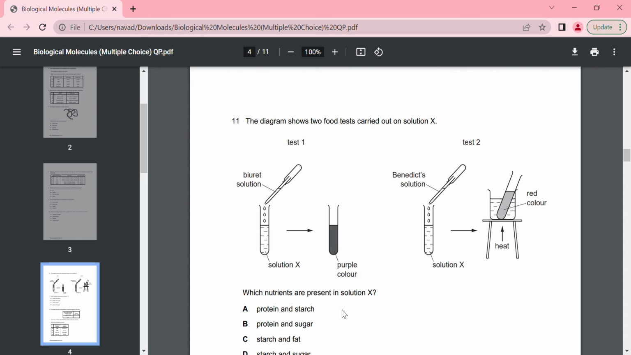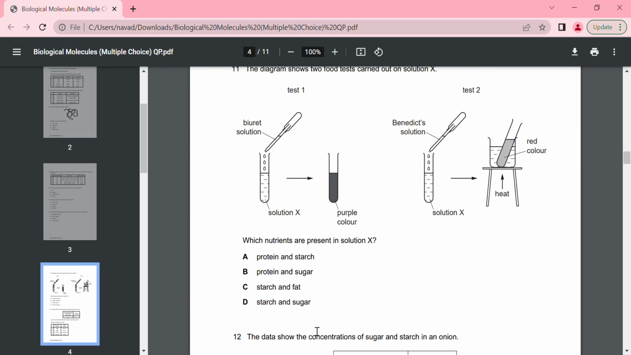Which nutrients are present in solution X? Biuret solution, if protein is present, it turns from blue to purple or lilac. So yes, there is protein over here because it's turned to purple color. And Benedict solution, when heated, if it does contain glucose, it turns to red color. It's specifically called brick red. This is what IGCSE accepts. So your correct answer will be protein and sugar. So just to confuse you, protein and starch is also given, but remember it is protein and sugar.